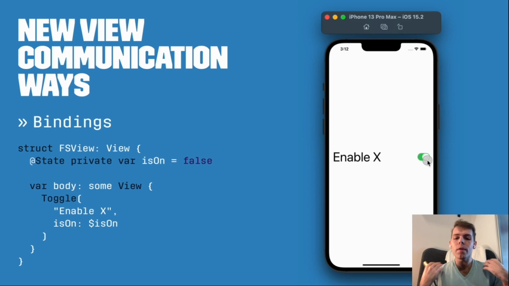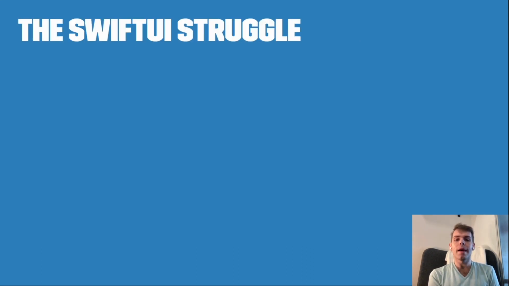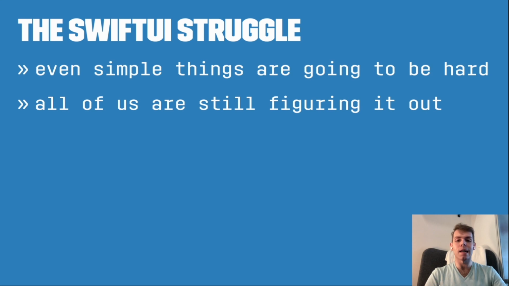So yeah, all of the concepts that we've seen so far are quite alien coming from previous UI frameworks, right? So this is actually the next lesson. Lesson number 3 is that it is expected to struggle when learning SwiftUI. Even things like presenting a sheet or popping to the root of a navigation stack become hard when we move to SwiftUI. And this is just because we've been working with different tools in a different mindset all this time. Don't worry, you're not alone. We are still all of us figuring things out, including the SwiftUI team at Apple.